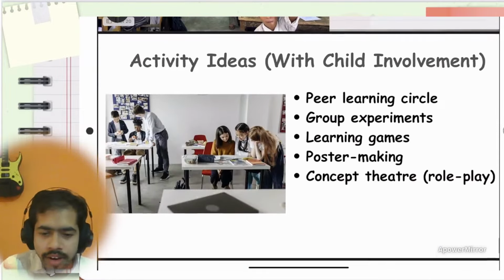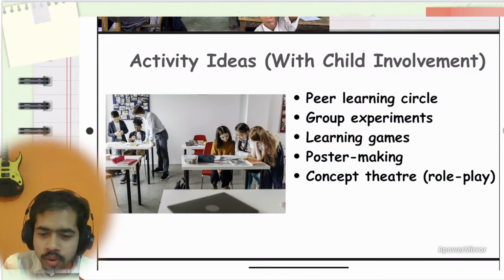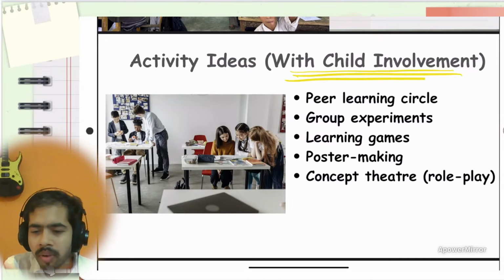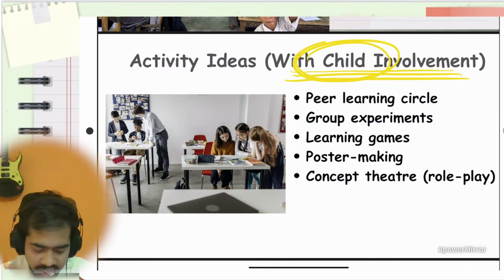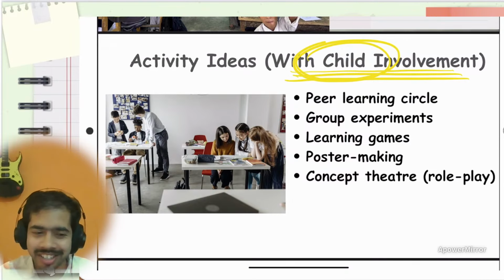So now activity ideas. How can we design activity ideas? Child involvement is a must. If there is no involvement of the child, then our teaching is unnecessary. We are not going to school to showcase our teaching skill actually. We should go to school to make students learn, isn't it? I would like to ask our teachers also: if you are going to your school to complete the syllabus, to showcase your teaching skill, then you are not a good teacher. You have to accept it.